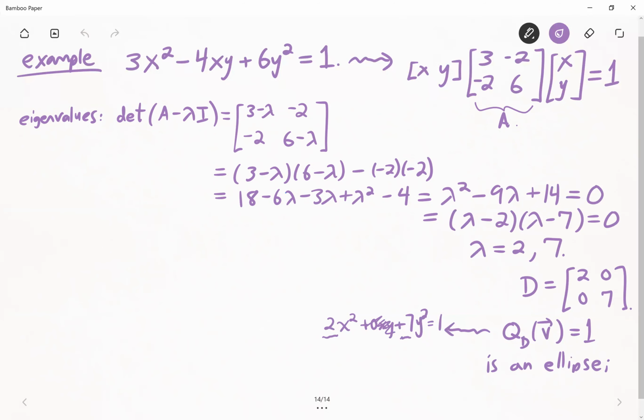So remember, the matrix A is 3, -2, -2, and 6. First eigenvalue is lambda equals 2. So we want to solve A minus lambda I times vector V is equal to 0 vector.